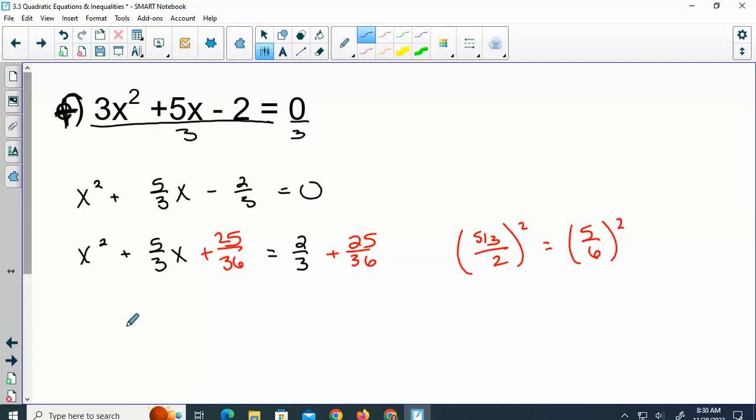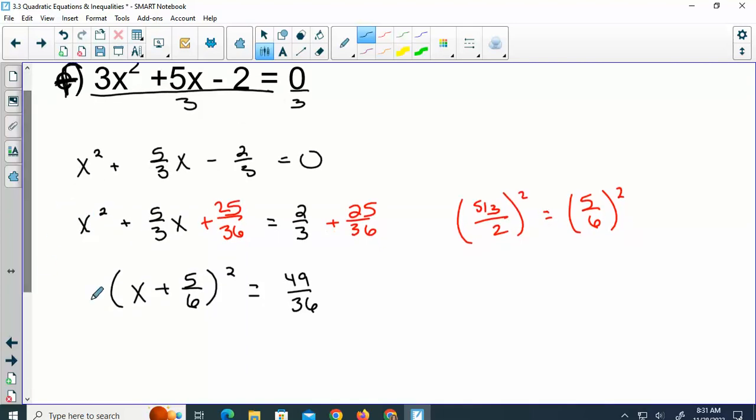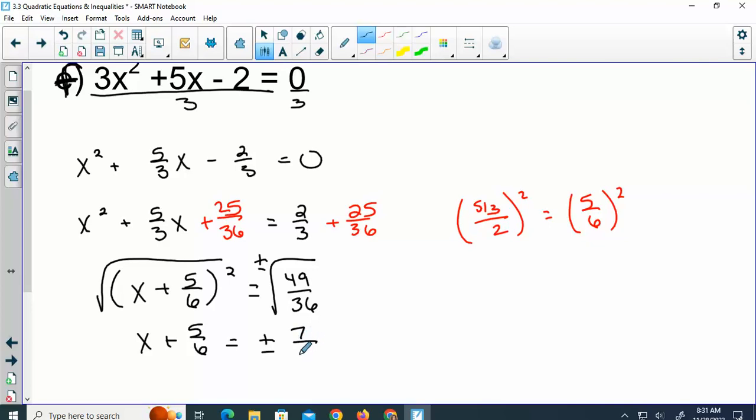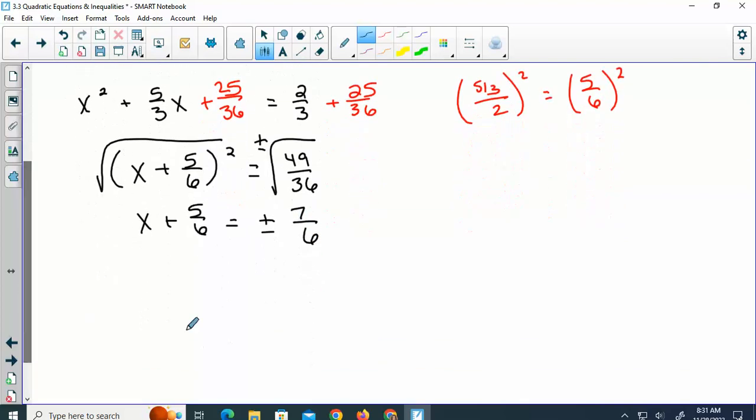So then, this should factor into a perfect square. So we have x. After we divided by 2, it was a positive 5/6. So x plus 5/6 squared. 2 over 3 plus 25 over 36. So it would be 49 over 36. Square root, plus and minus. So x plus 5 over 6 equals plus or minus the square root of 49 is 7, square root of 36 is 6. Then what do we do?